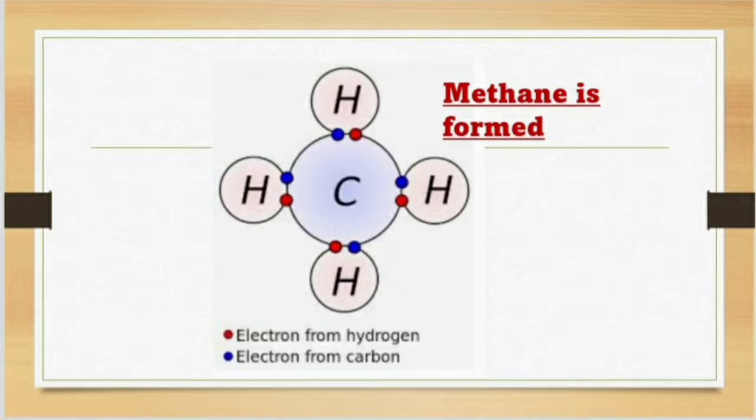Let's see one example of how carbon forms covalent bonds with hydrogen. Carbon shares its total 4 electrons, one with each hydrogen, and all the 4 hydrogens share their 1 electron each with carbon. Hence covalent bonding takes place here, and methane is formed.